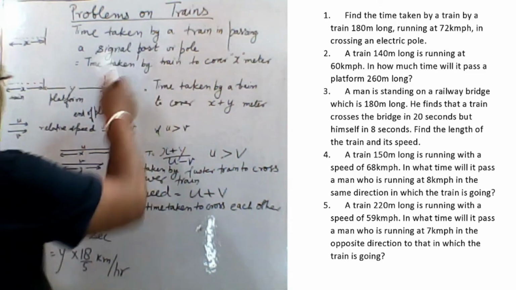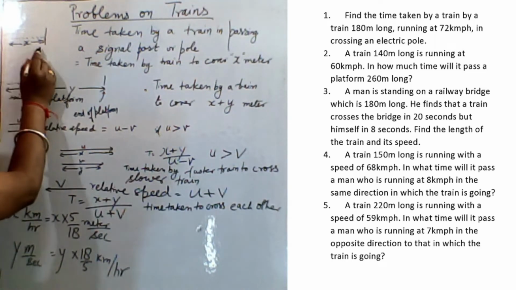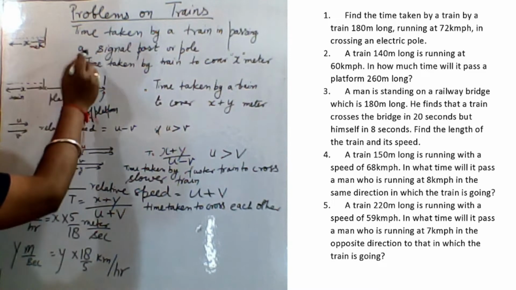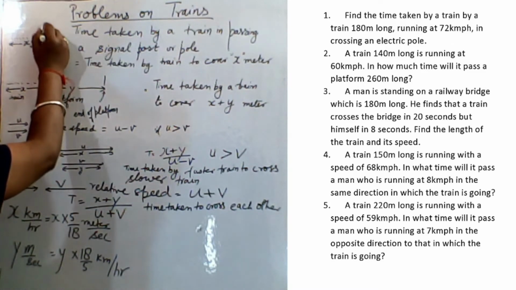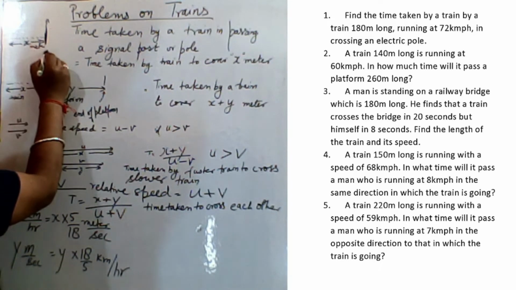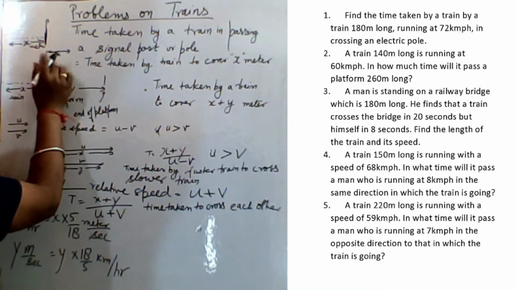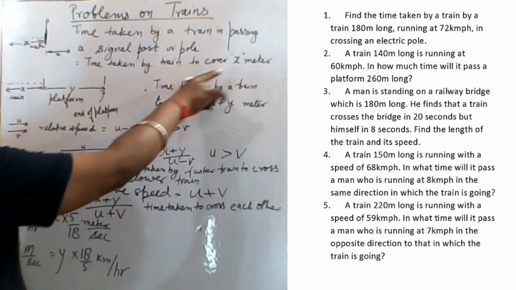Problems on trains. See, if the length of the total train is X meter, and the time taken by a train in passing a signal, or a signal post, or a pole. This is a signal. The train has to totally cross it and come here. So how much will the train travel? X meter it will travel. So it is the time taken by a train to cover X meter.